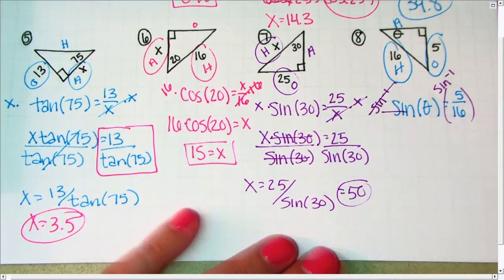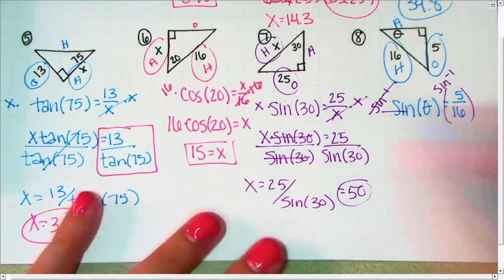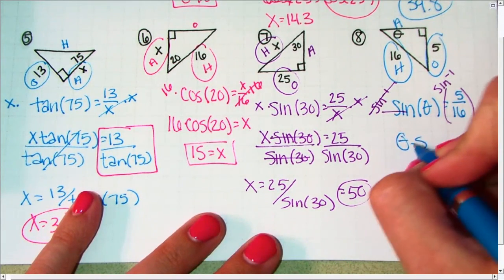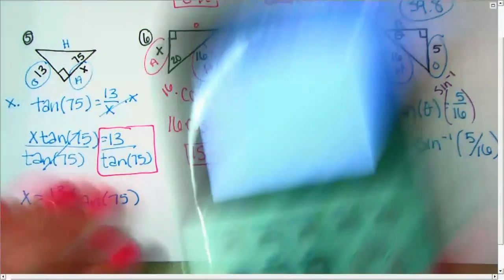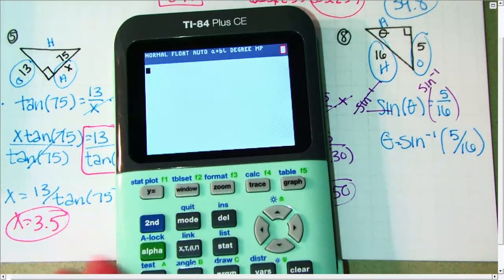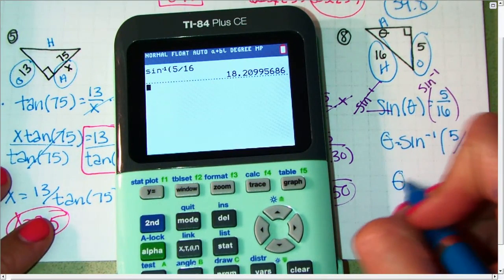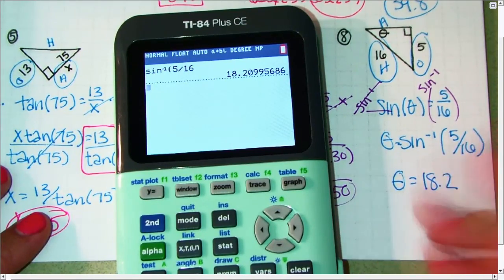Sine to the -1 and sine will cause this to cancel, leaving me with theta equals sine to the -1 of 5 over 16. Pick up my calculator. Second sine 5 over 16. The angle measure is 18.2.